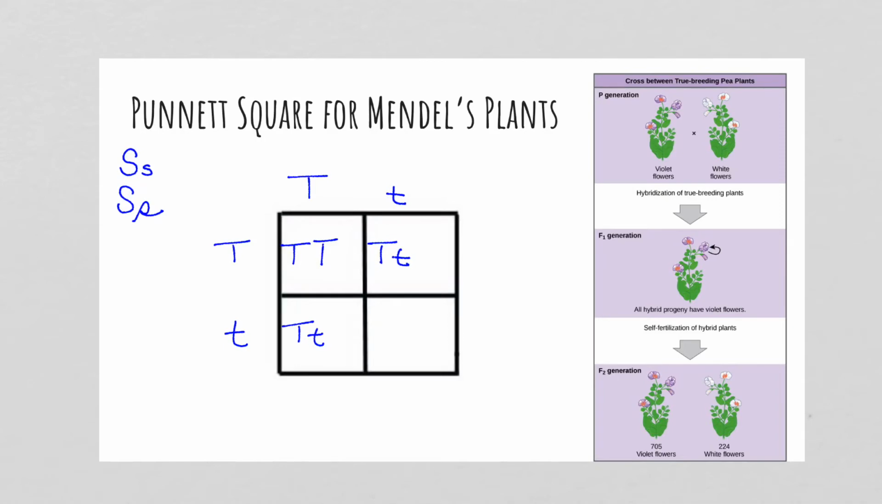So there we go. This is my results that I would get. And hopefully you can see that I would get 3/4 phenotype of dominant, which is what he got, and 1/4 phenotype of recessive, which is what he got.